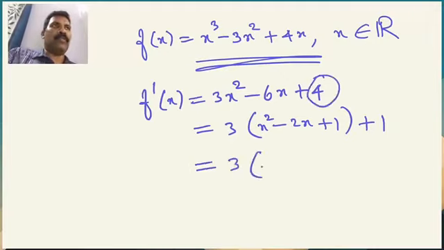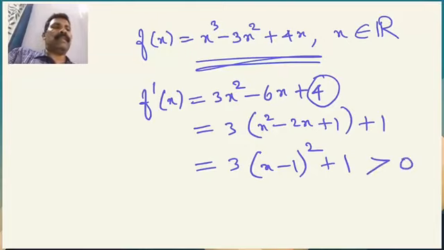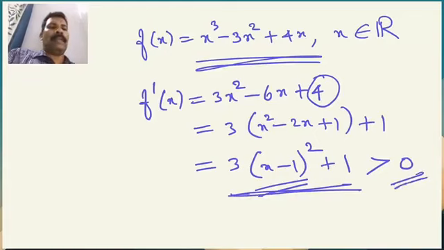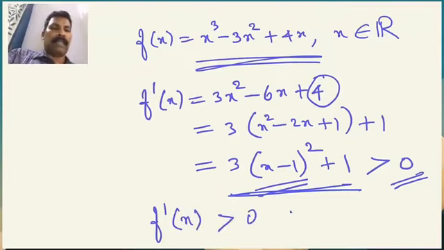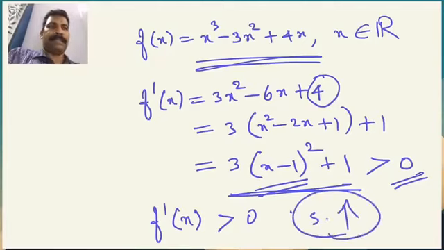So that is equal to 3 into (x minus 1) the whole square plus 1, and you can see this quantity is strictly greater than 0, because being a square, the minimum value of this square is 0 only. So plus 1 is there, therefore this total value f dash x will be positive. f dash x positive means you can conclude that the function is strictly increasing.